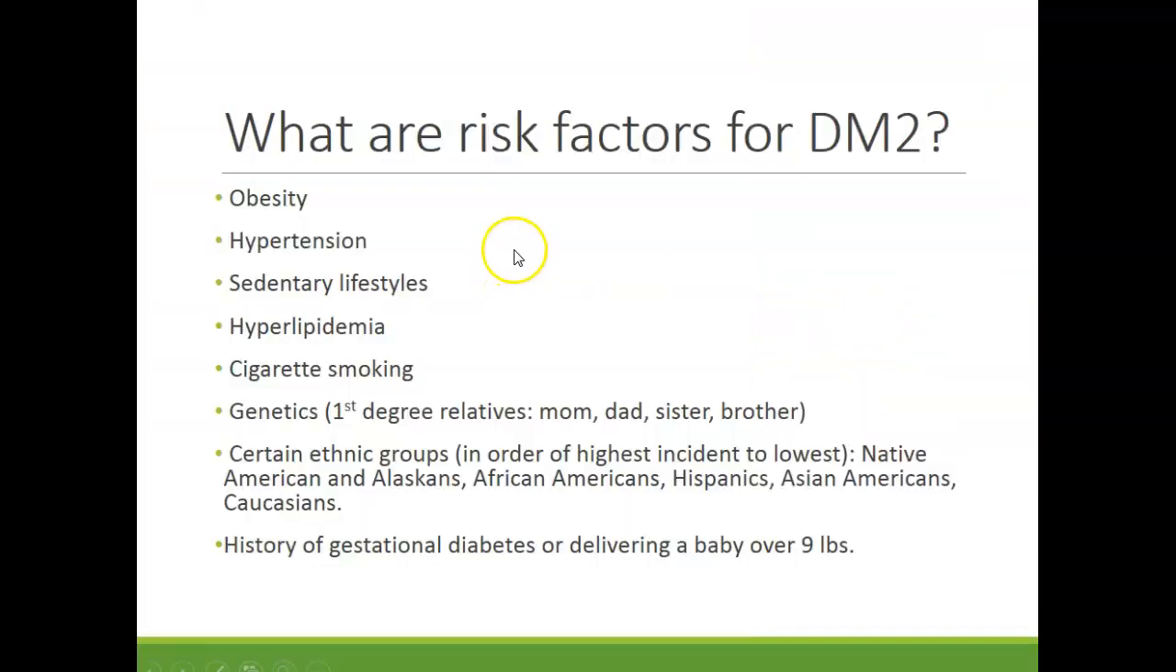Risk factors: obesity, hypertension, sedentary lifestyles, hyperlipidemia, cigarette smoking, and first-degree relatives in terms of genetics. That's mom, dad, sister, brother. Certain ethnic groups are going to be at higher risk, and the history of gestational diabetes or delivering a baby over 9 pounds.